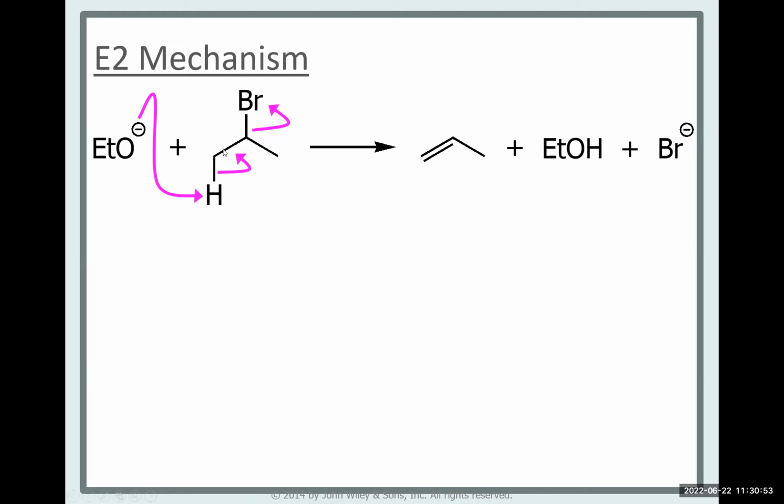So that leaves us with the alkene. The electrons here filled in there, and then the leaving group left. So we have Br minus, and the ethanol is formed as the conjugate acid when the base stole the proton.